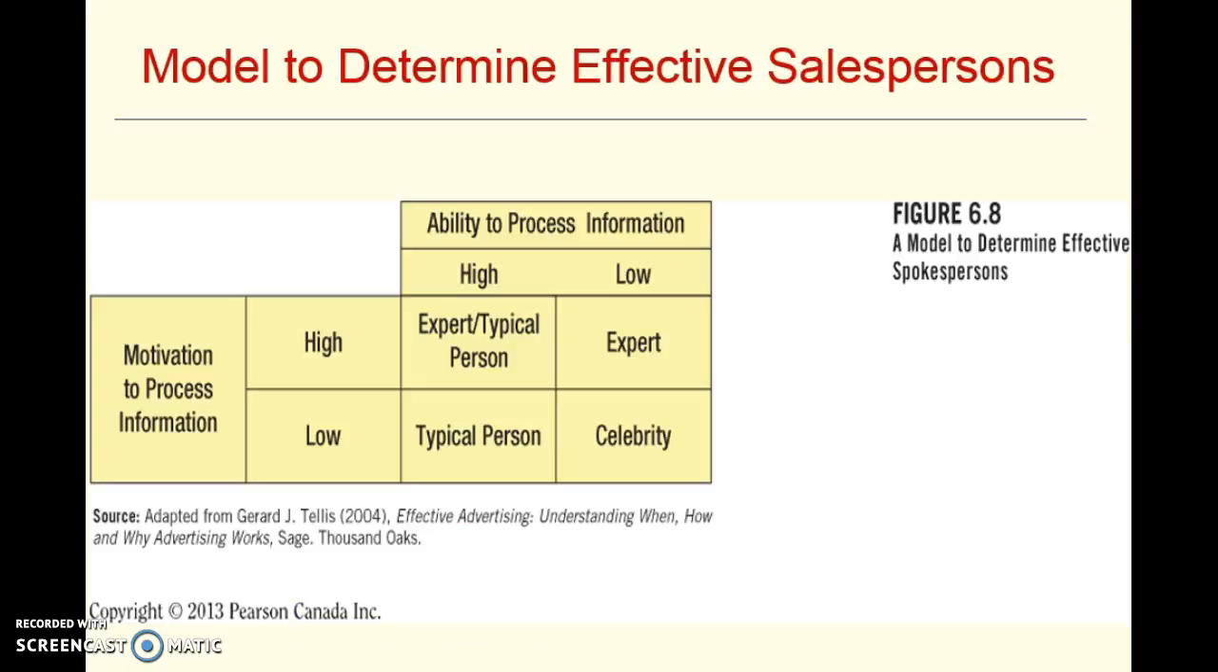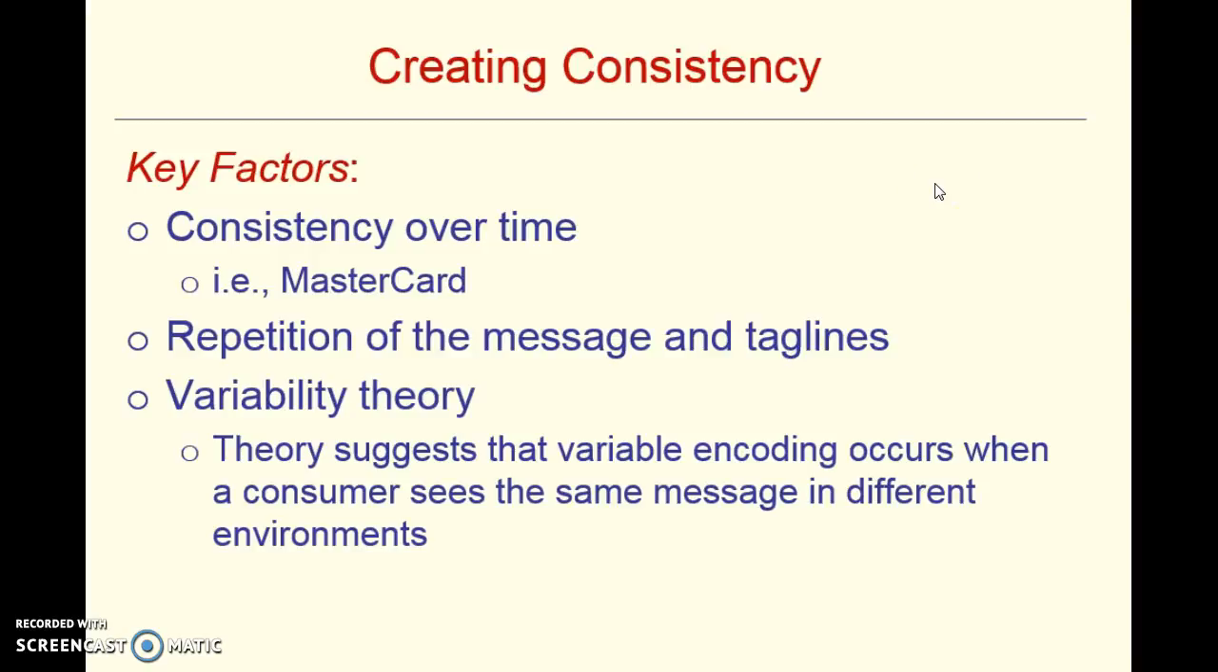Model to determine effective spokespersons. Figure 6.8. Motivation to process information and ability to process information. Motivation to process information can be high or low, and the ability to process information can be high or low. When we have high motivation and high ability to process information, we use an expert and a typical person. When we have high motivation and low ability, we would use an expert. With low motivation and high ability, we would use a typical person. And with low ability and low motivation to process information, we will use a celebrity.